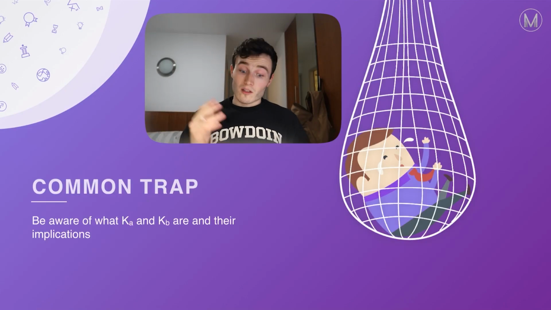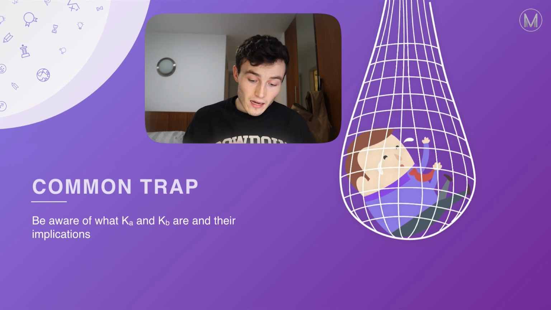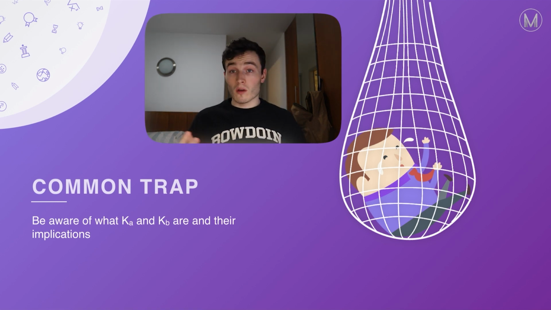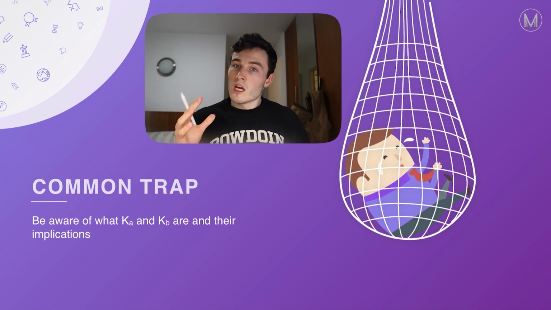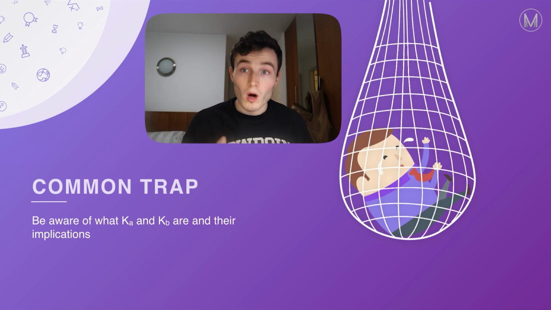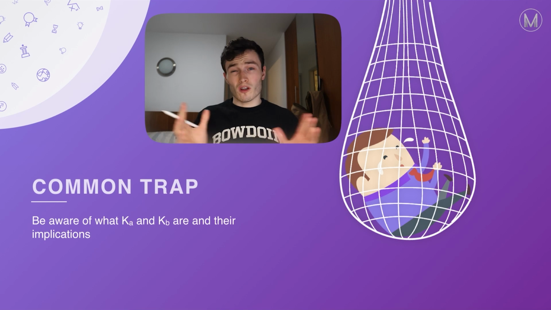So a common trap, as I've just mentioned there: Ka and Kb are something that will come up time and time again, and they represent the dissociation constants for acids and bases respectively. So just remind yourself of those, because they will come up in calculations and they will be mentioned when you're talking about acids and bases. They're very, very important values to consider.